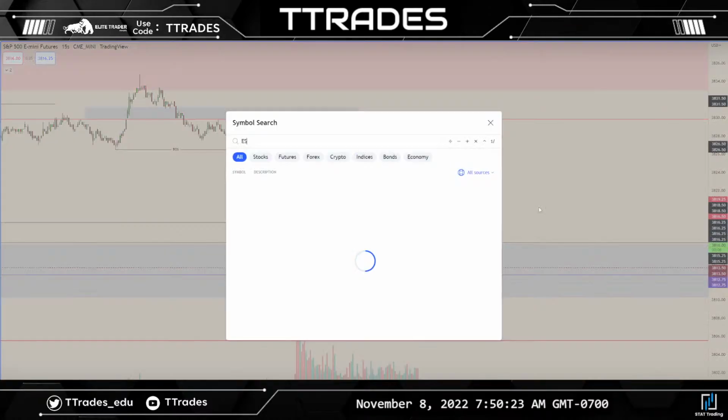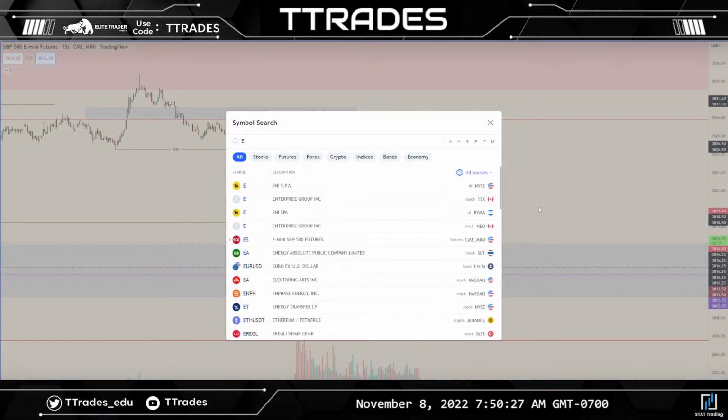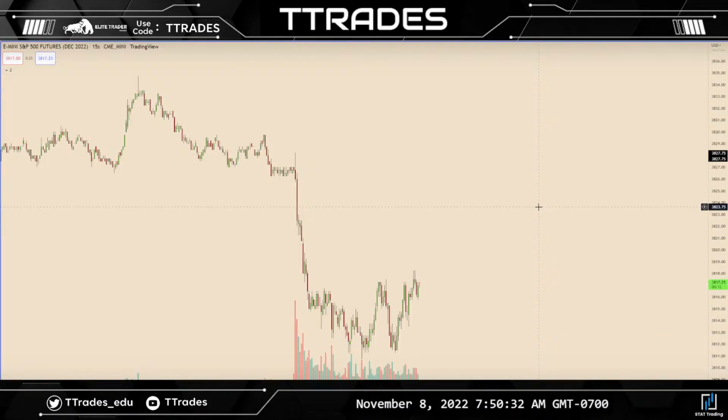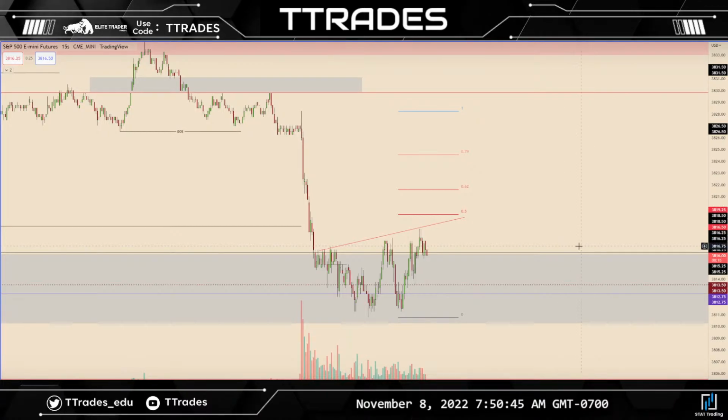E-mini futures. So you can either do ES1, right? That'll get you your futures. If you want the current contracts, that would be ESZ 2022, right? I just stay on ES1 just because that's where I do my analysis.